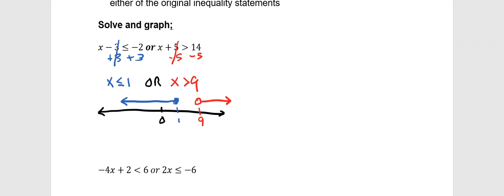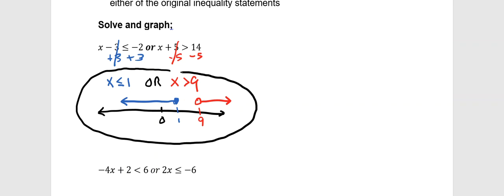So all of this together makes up our final answer. The solution to the original compound inequality of x minus 3 is less than or equal to negative 2, or x plus 5 is greater than 14, is x is less than or equal to 1, or, keyword, x is greater than 9, along with the graph that goes with it.